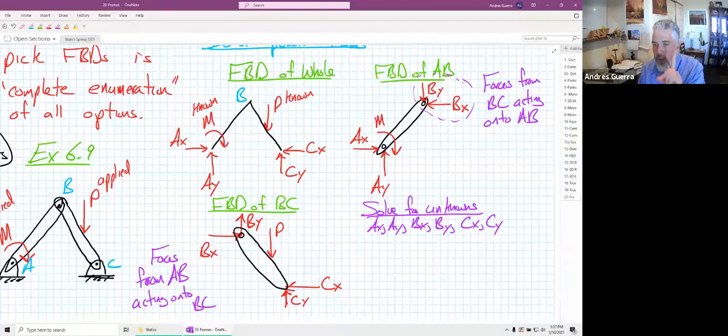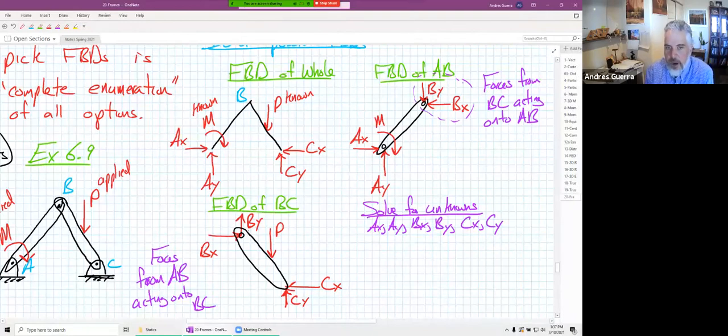There is only, though, one place to start solving this problem. Let's just go through this and look at each. Let's go backwards. If we look at each FBD, they all have 4 unknowns in it. The B to C FBD has BX, BY, CX, CY. That's 4 unknowns. The A to B has 4 unknowns: AX, AY, BX, BY. The FBD of the whole has 4 unknowns: AX, AY, CX, CY.